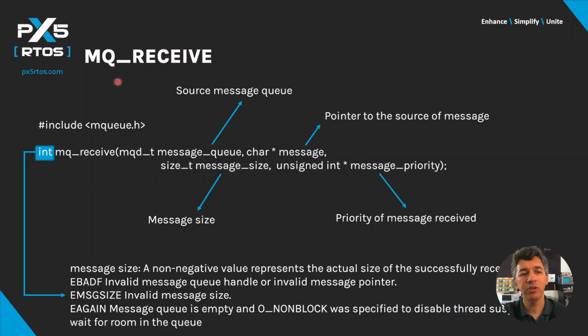And the MQReceive API, which is very similar, would also require the source message queue, the pointer to the destination of the message, the message size, and the priority of the message received. Also checking the return for errors.